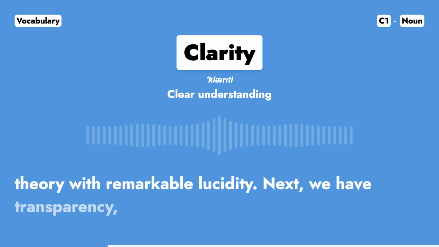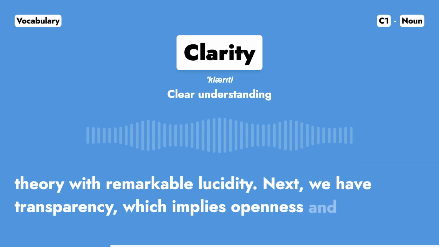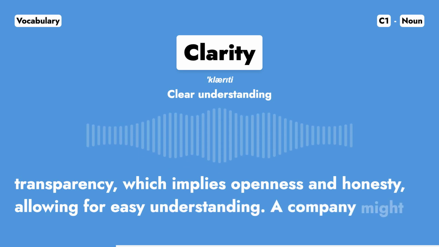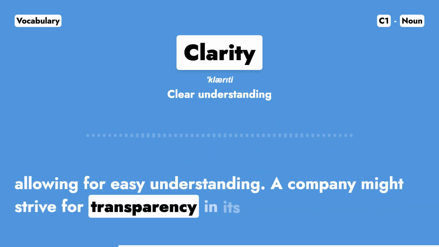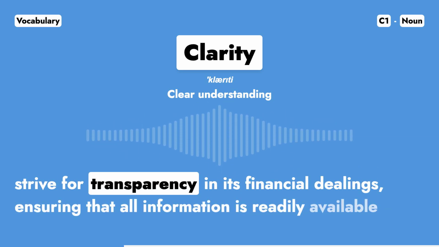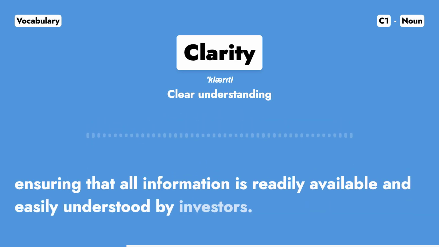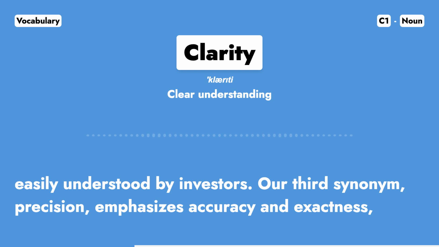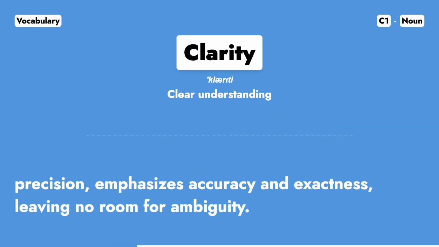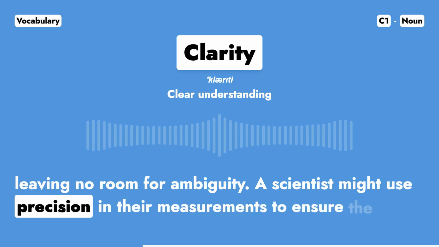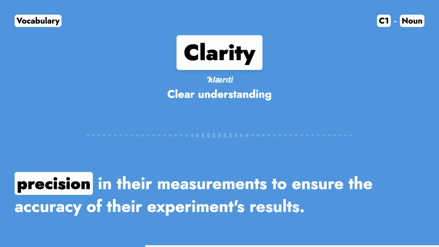Next, we have transparency, which implies openness and honesty, allowing for easy understanding. A company might strive for transparency in its financial dealings, ensuring that all information is readily available and easily understood by investors. Our third synonym, precision, emphasizes accuracy and exactness, leaving no room for ambiguity. A scientist might use precision in their measurements to ensure the accuracy of their experiments' results.